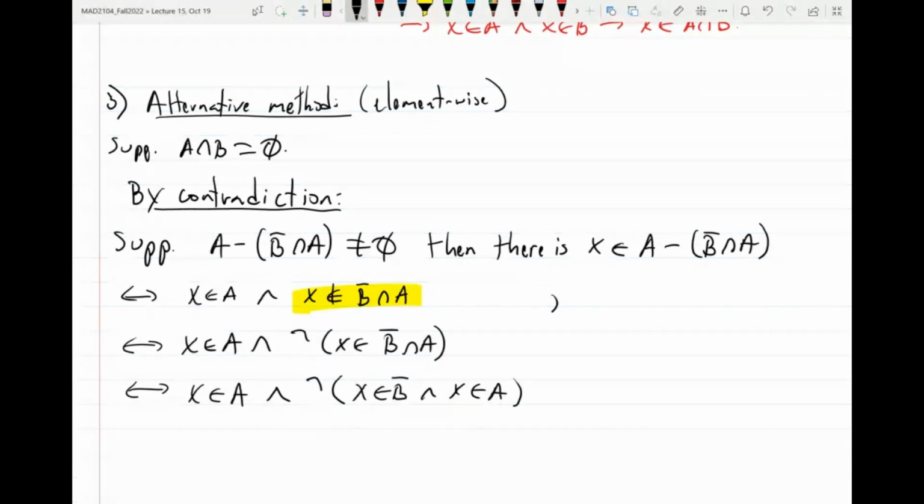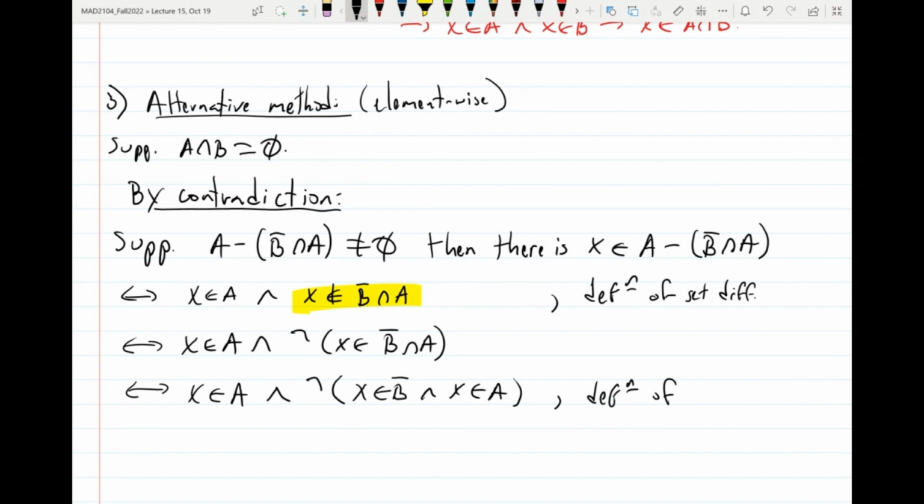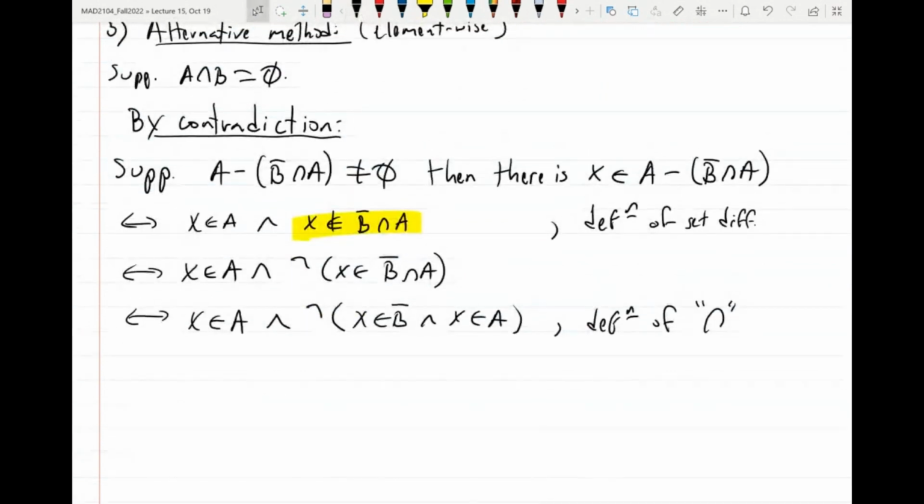Okay, and we should be writing justifications along the way. So what do we use here? The first line, that was the definition of set difference. In the next line, we really didn't do anything. We just rewrote what not being an element means. So that does not require any justification. In the last line, what do we use? Definition of what? Definition of intersection. Okay? All right.